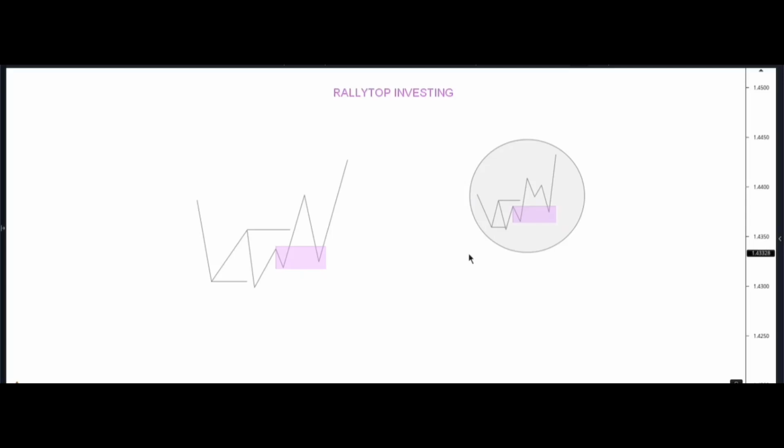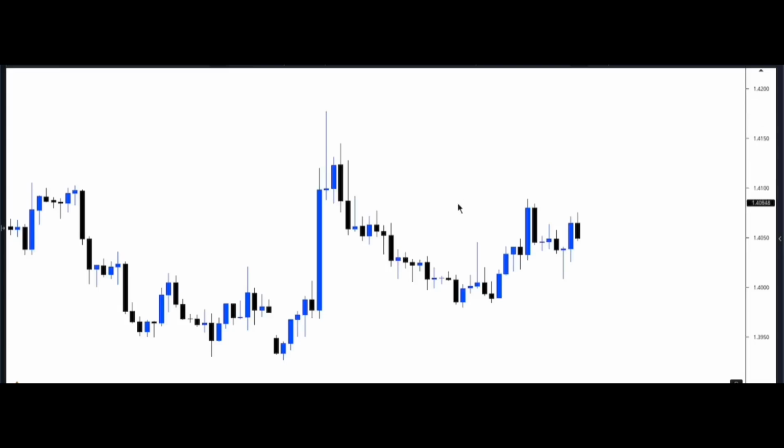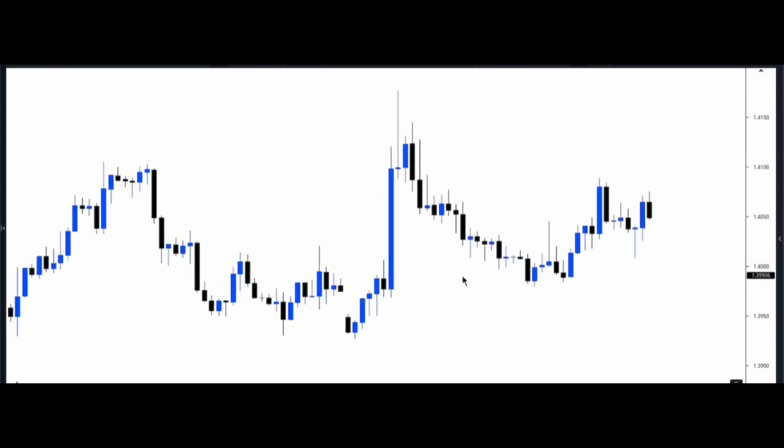It's one of my signature trade setups. It's my favorite. So I want to take you to the live chart now and begin to show you some examples so that you can know how to apply them in real time. Now take a look at this.